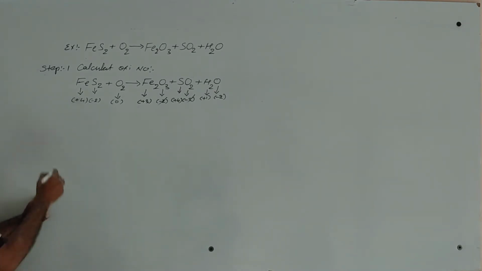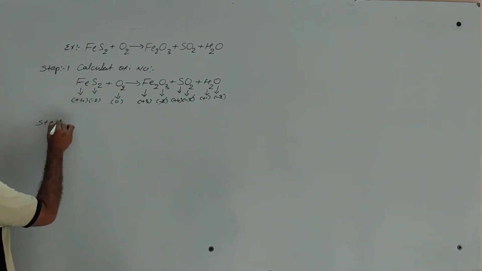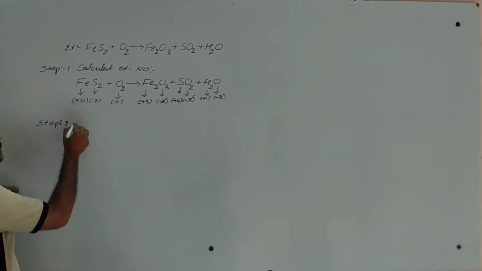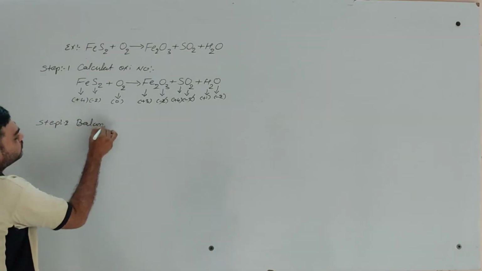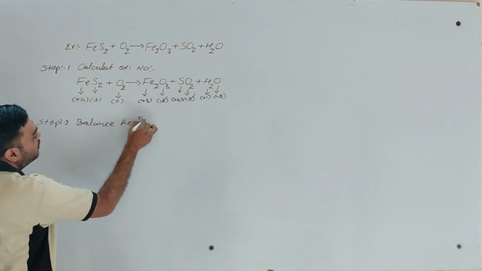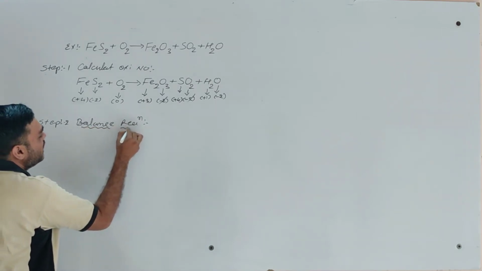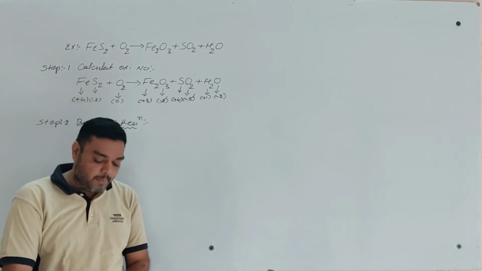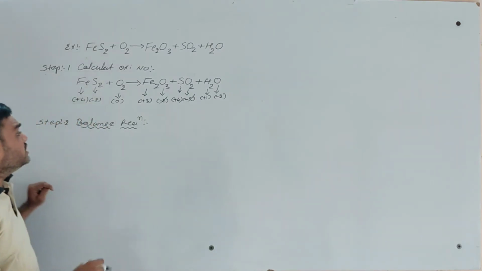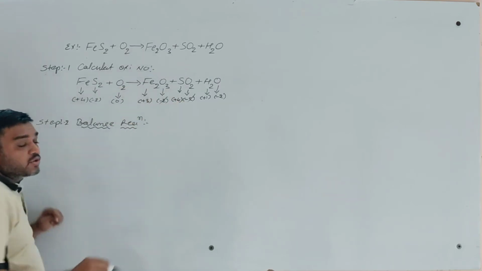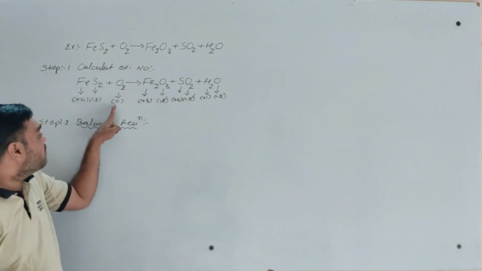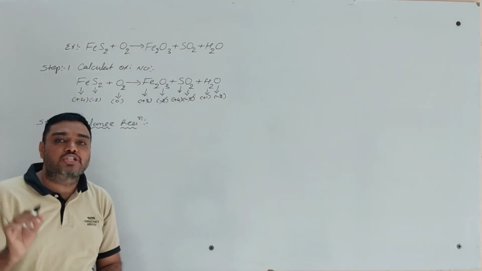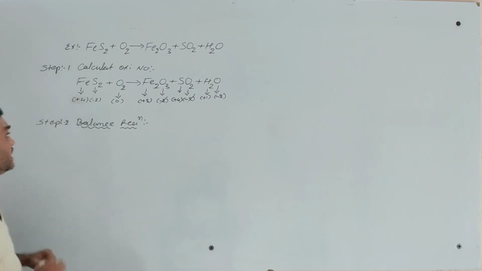Now step 2, that is balance the reaction. Here balance the reaction except hydrogen and oxygen according to the oxidation number method. But if there is a change in oxidation number of oxygen or hydrogen, then in that particular component only you have to balance that oxygen or hydrogen like this.